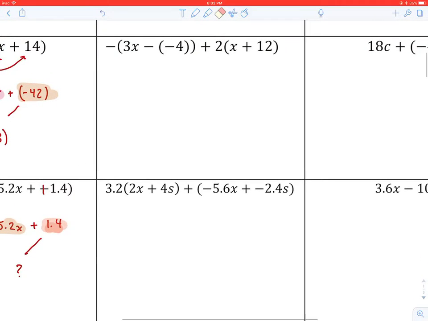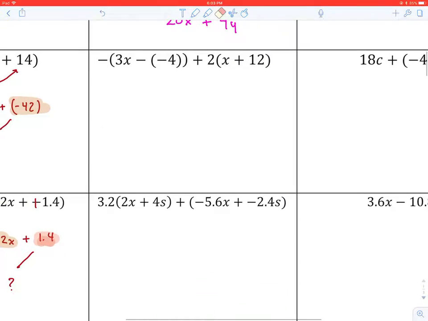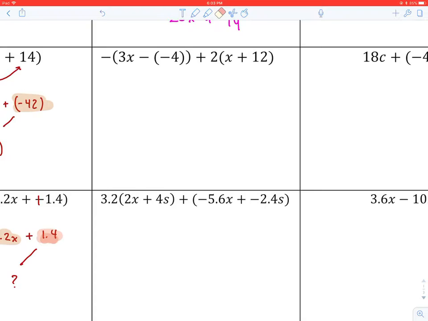We can knock these out together. Let's go ahead and do the second one. We do have a minus sign here, right there between the 3x and the negative 4. So I'm going to change that. Instead of subtracting negative 4, I'm going to add a positive 4.